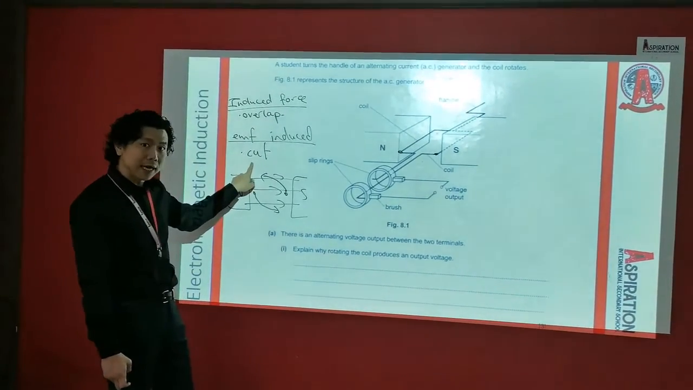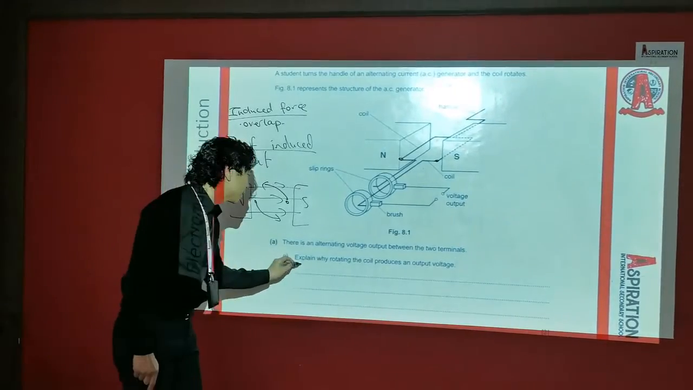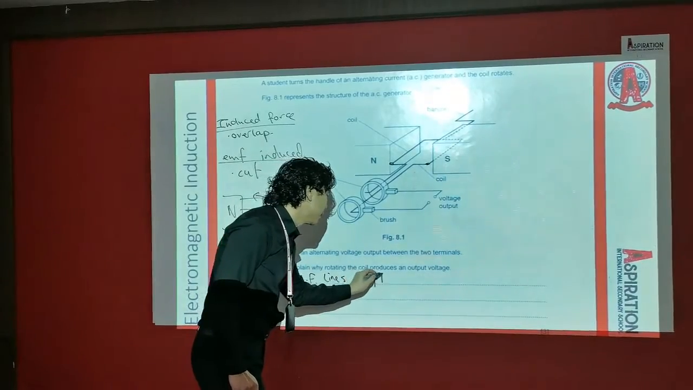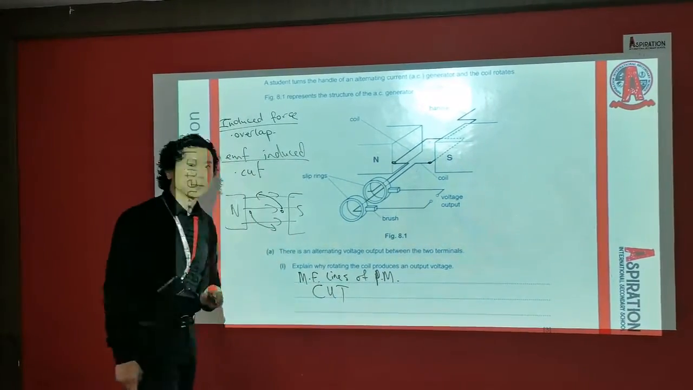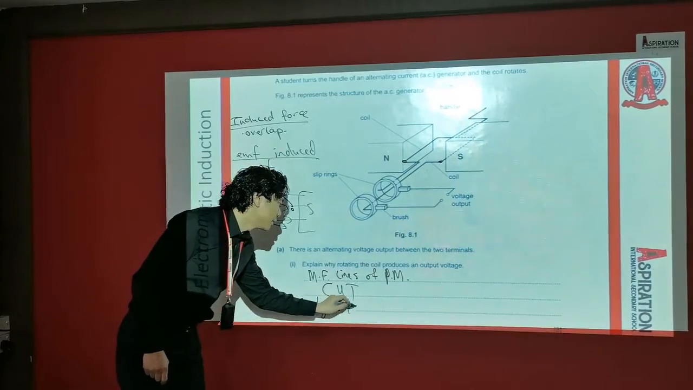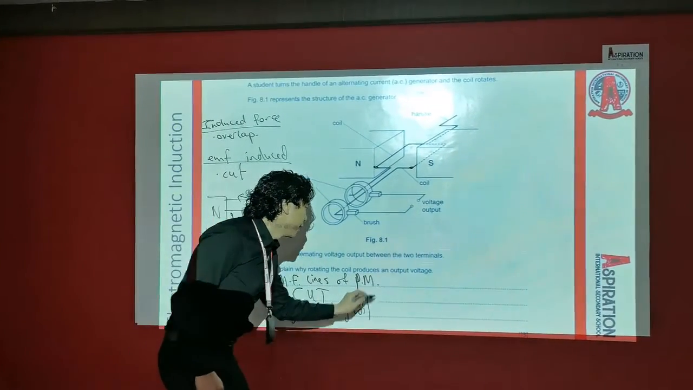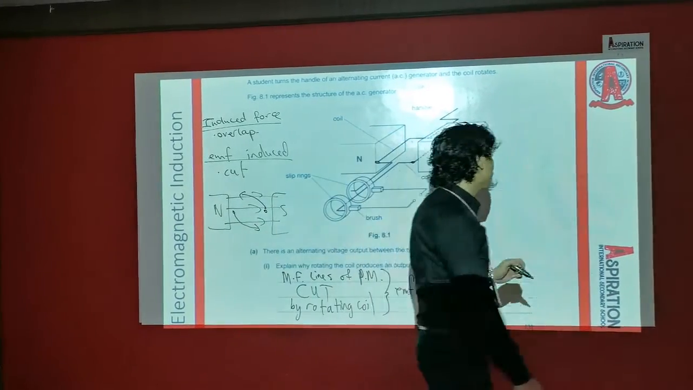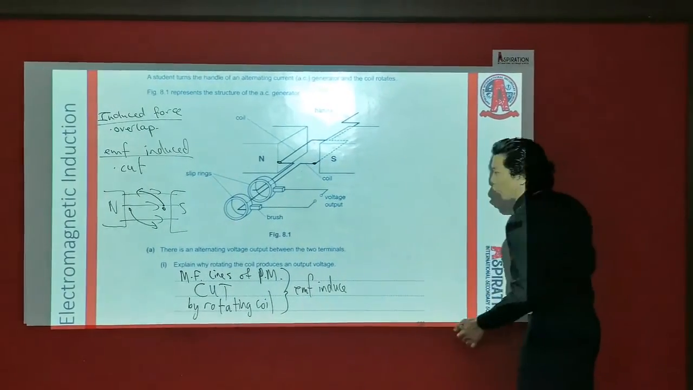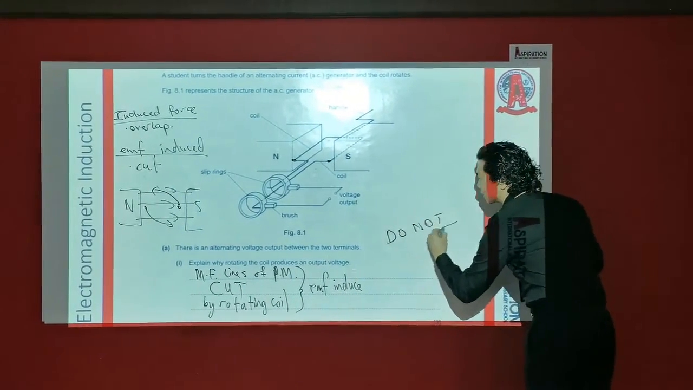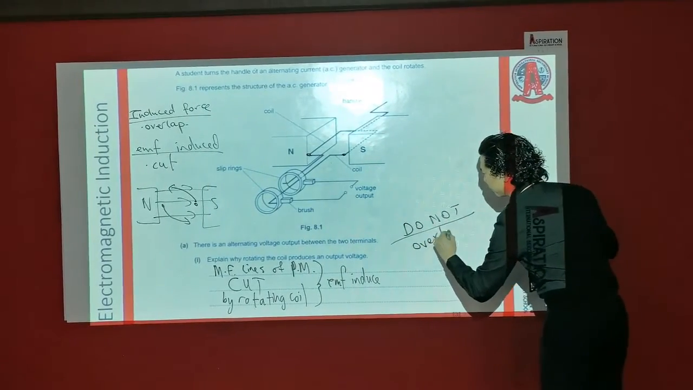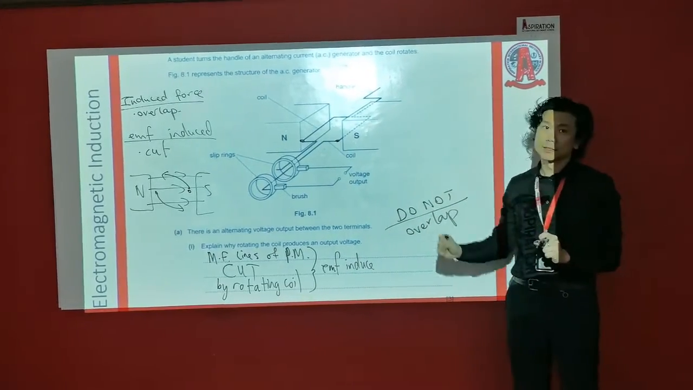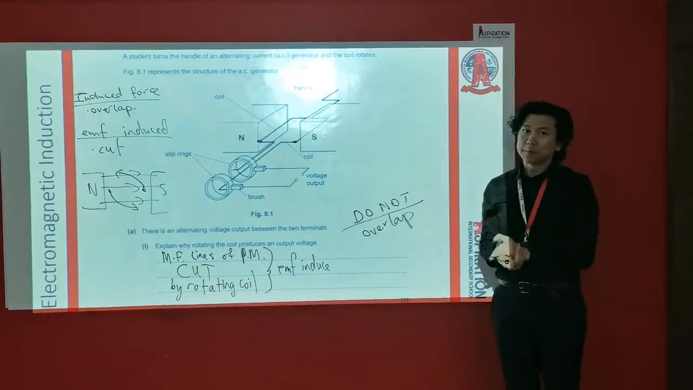So how do we answer this question? Well, remember the keyword is cut. Magnetic field lines are being cut. So we say that the magnetic field lines of the permanent magnet are being cut by the rotating coil, and this causes EMF induced. Now very often I see students answering this question using the word overlap, and very often students use the word cut in the induced force question. Now this is totally different. Do not be confused.